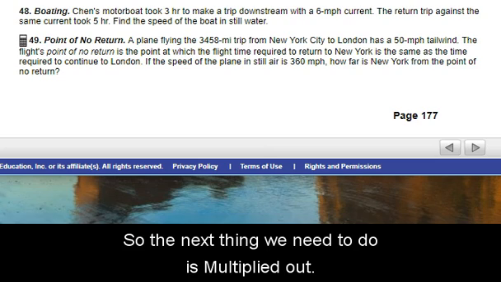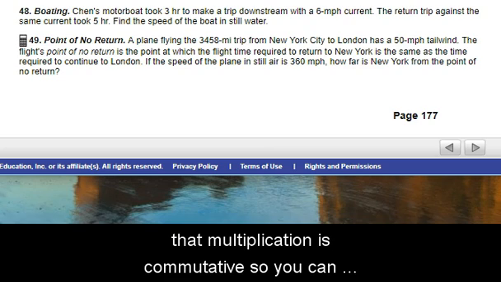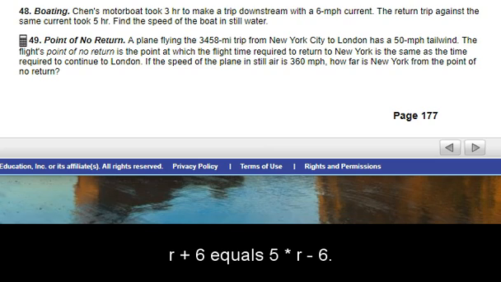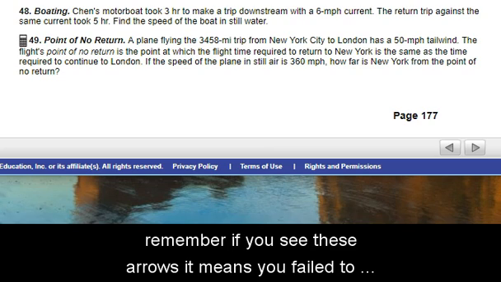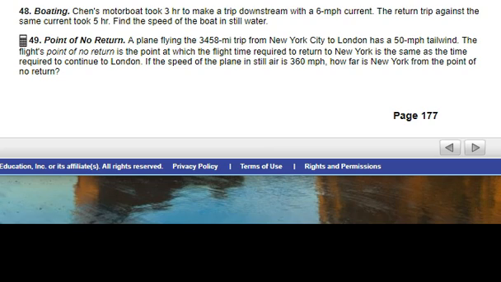So the next thing we need to do is multiply it out. Now, if it bothers you to have the 3 at the back, remember that multiplication is commutative, so you can reverse the order, and you can rewrite this as 3 times R plus 6 equals 5 times R minus 6. Now we'll apply the distributive property, and remember, if you see these arrows, it means you failed to distribute the outside factor over the addition or the subtraction correctly. This would give me 3R plus 18 equals 5R minus 30.